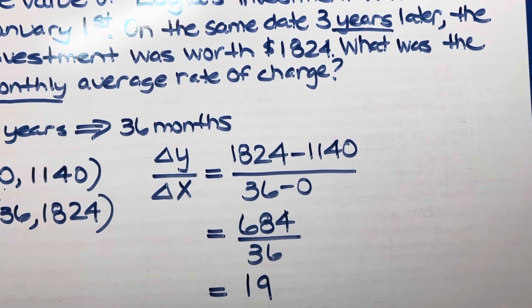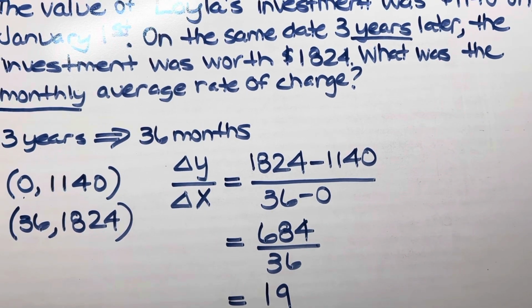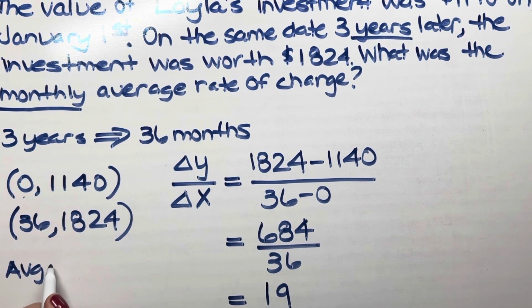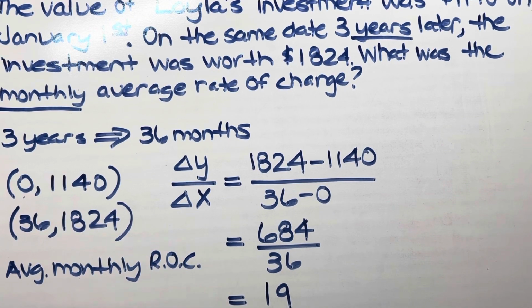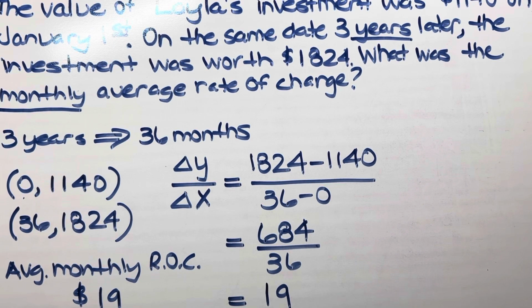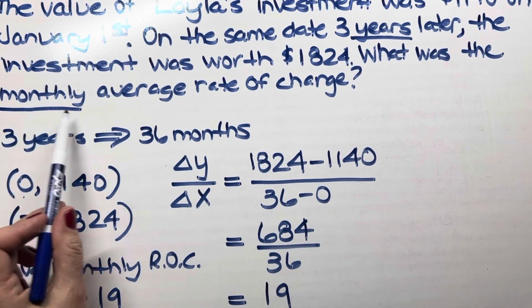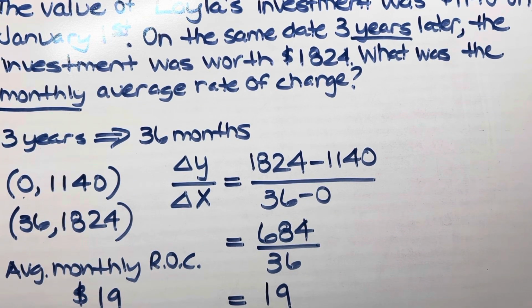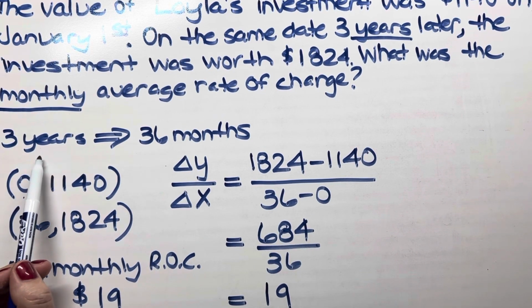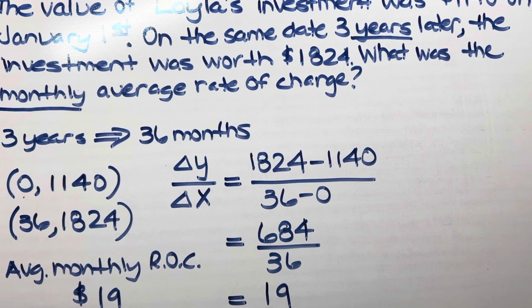What is the 19? A lot of times you have to say what your answer represents, interpret your answer. So what my 19 means is the average monthly rate of change is $19 for this investment. Now, this would be a different problem if instead of saying the monthly average rate of change, they said annual or yearly. Because then I would keep my original 3 years.